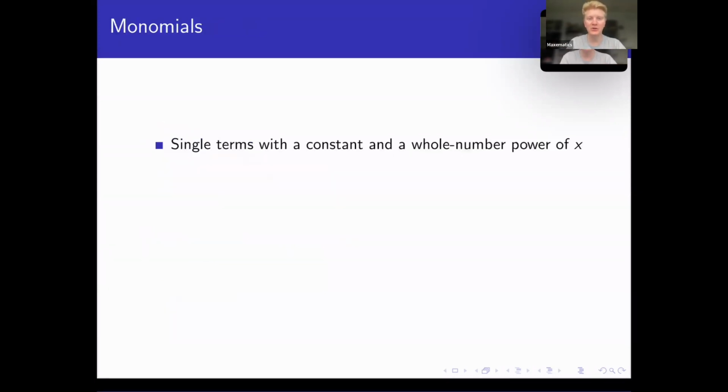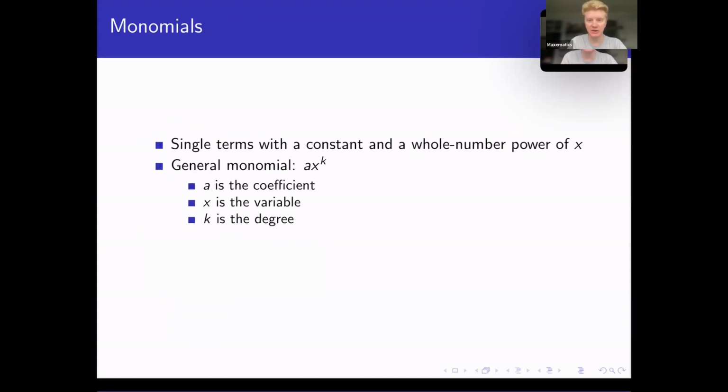So monomials are single terms with a constant and a whole number power of x. So the general monomial would be a times x to the k. So we say a is the coefficient, x would be the variable, and k is the degree. K is also an exponent, but if we're talking about the monomial itself, k is the degree of the monomial.